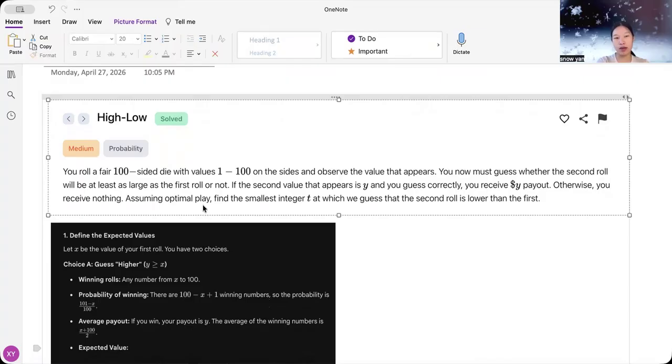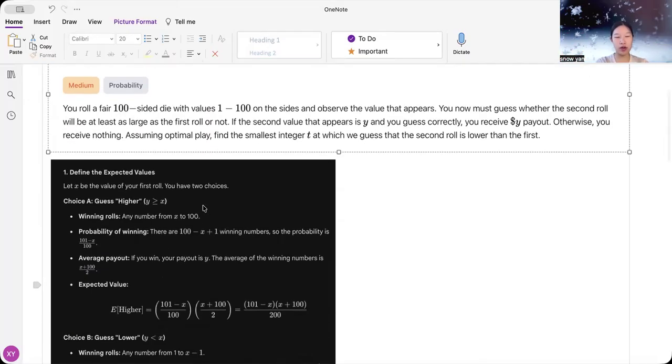Otherwise, you receive nothing. Assuming optimal play, find the smallest integer t at which we guess the second roll is lower than the first. So intuitively, if we're trying to guess lower, then the number must have been very big, since the lower half payout is less than the higher side payout, so it will be skewed a bit over to that side. So the idea is that if we don't care whether we're guessing lower or higher at that point, it would be the equivalent balance choice, so it would be equal.